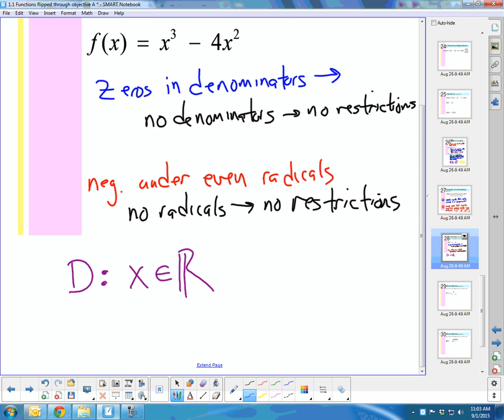Also acceptable, a different version, would be x is an element of the open interval from negative infinity to positive infinity, if your instructor likes you to use interval notation. Just saying we can use every number between negative infinity and positive infinity. It's the same as saying all real numbers. 2 different ways of saying the same thing. I'm going to put an or right there. So that function f has no denominators, so no restrictions. No radicals, no restrictions. We can use anything. And that does happen.